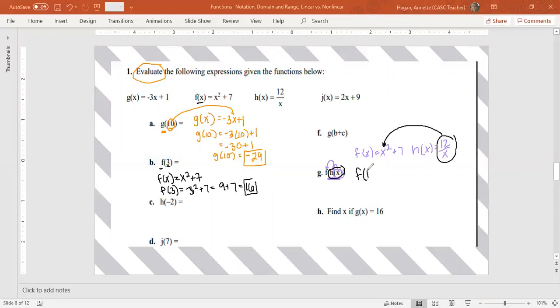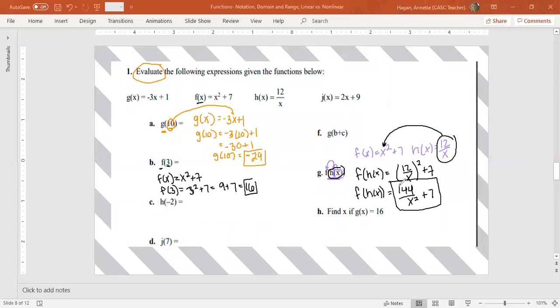So f of h of x is equal to 12x divided by x squared plus 7, which is 144 divided by x squared plus 7. So f of h of x equals 144 divided by x squared plus 7. So this is how we evaluate functions.